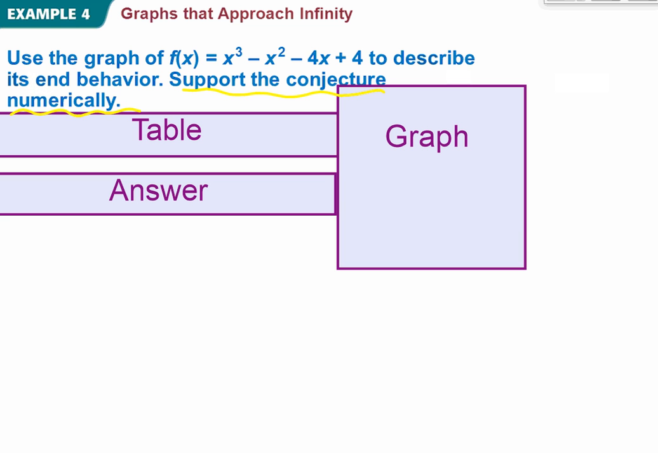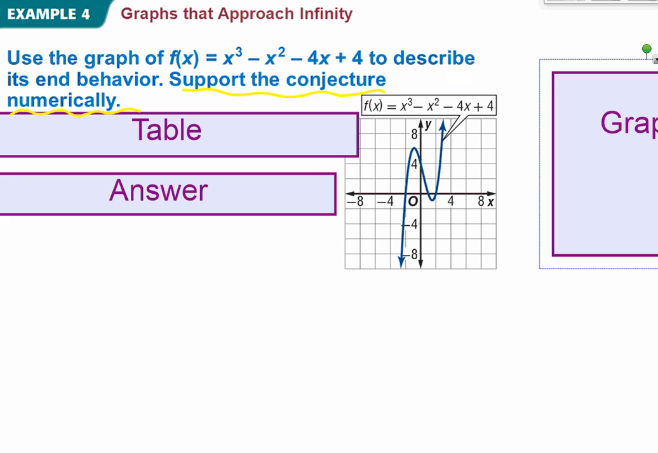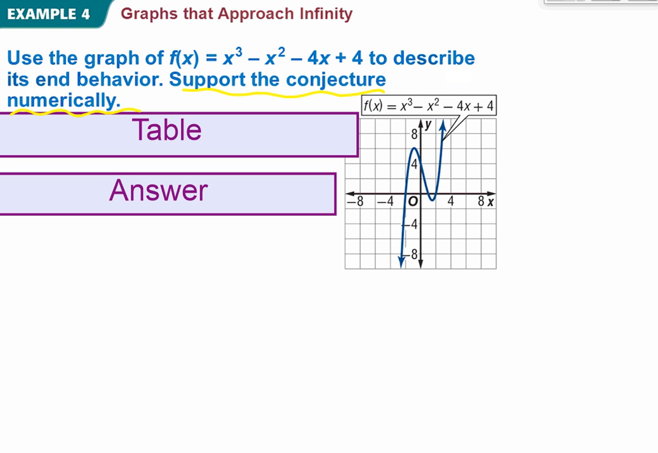And you should have an idea from looking at your graph of what's happening as things go to positive and negative infinity. I'm seeing a lot of graphs that look like this graph. And so our expectation is that as x goes to negative infinity, it appears as though f of x is going to go to negative infinity as well.